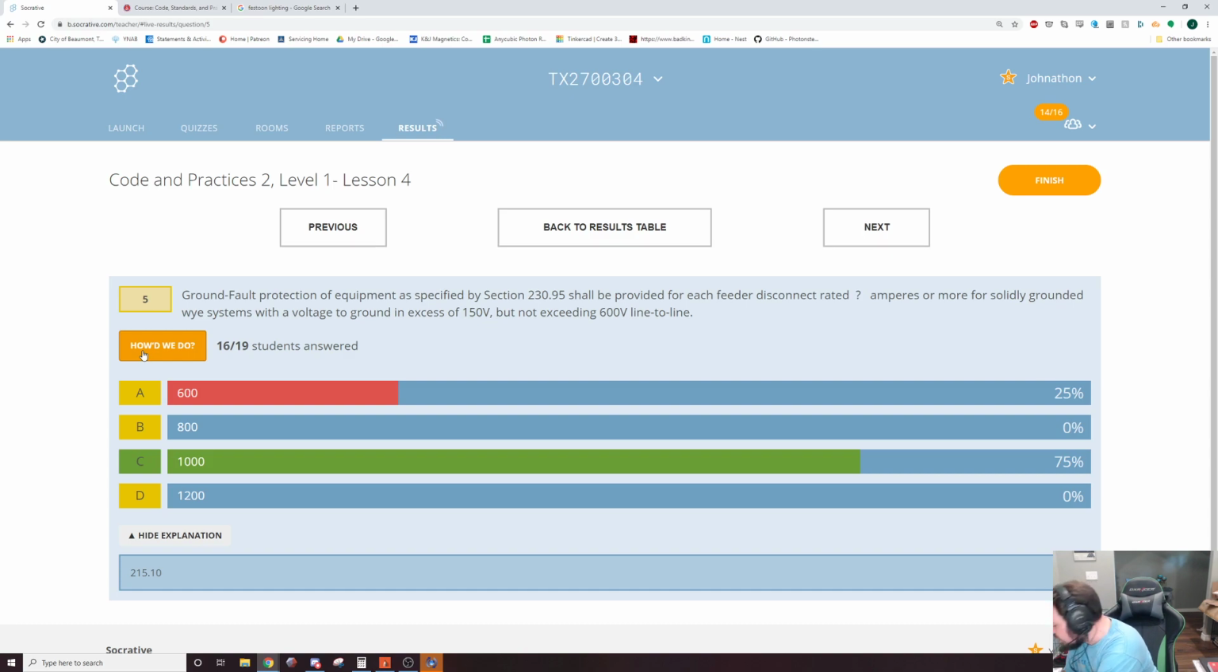I'm just checking a couple things. It doesn't say specifically there, but it does direct you to 250.134. 250, if you didn't know, is the grounding and bonding article. Point 134 is 130, 134.